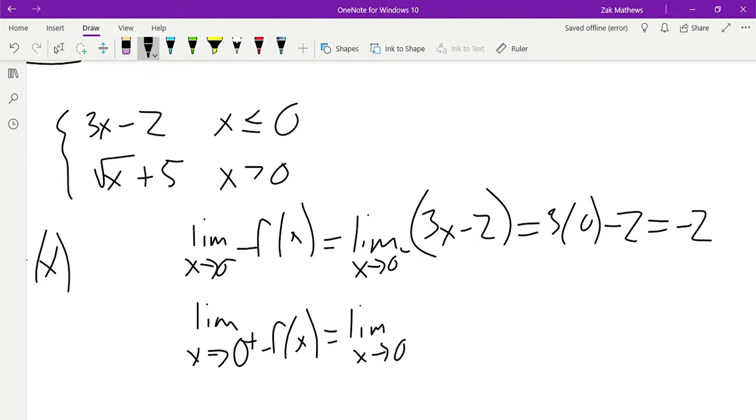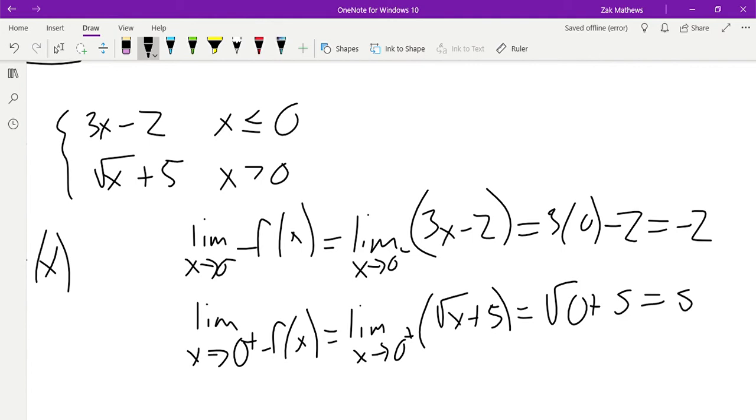So we're going to be looking at 0 from the right of the square root of x plus 5. So we're going to have the square root of 0 plus 5. And that gives me 5. So once again, we found the one-side limit. We found the right-sided limit. But these two things are obviously very different.